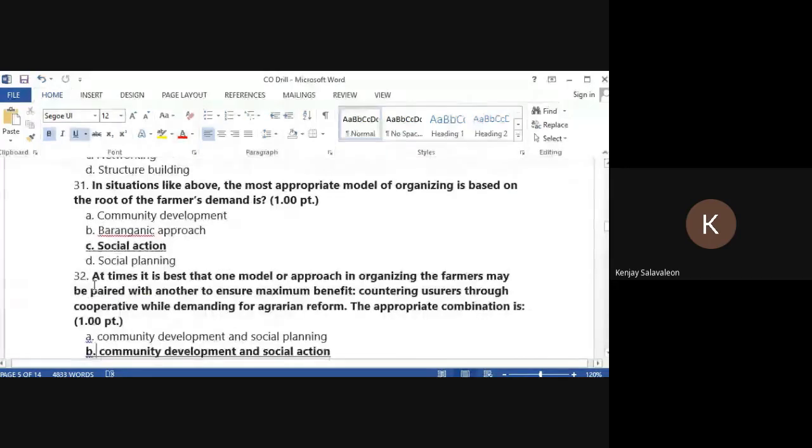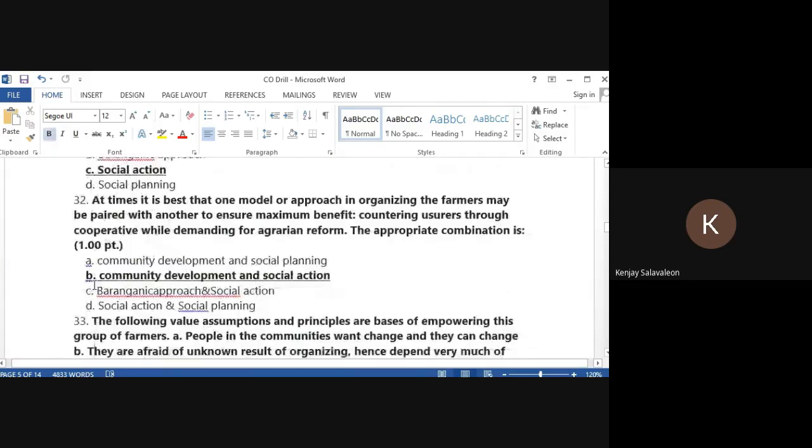31. In situation like above, the most appropriate model of organizing based on the root of the farmer's demand is, yun sabi ko kanina, it is social action. 32. At times, it is best that one model or approach in organizing the farmers may be paired with another to ensure the maximum benefit. Countering usurers through the cooperative while demanding an agrarian reform, the appropriate combination is, nakita niyo naman, community development.